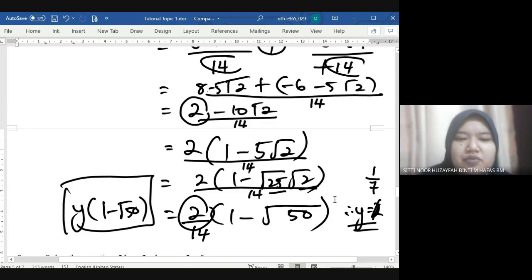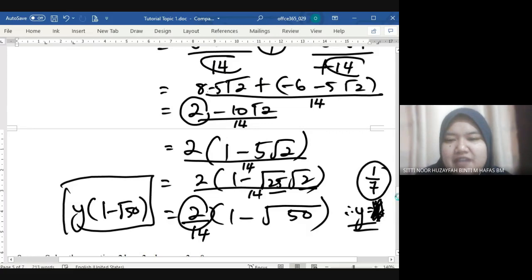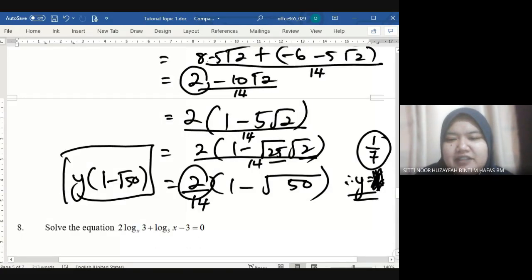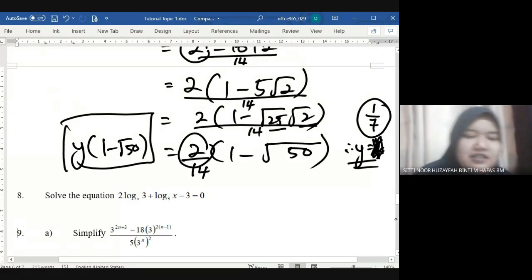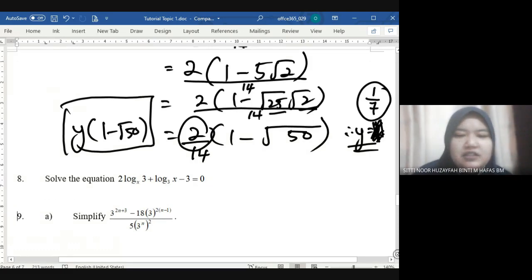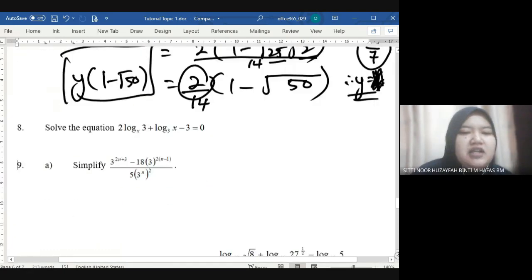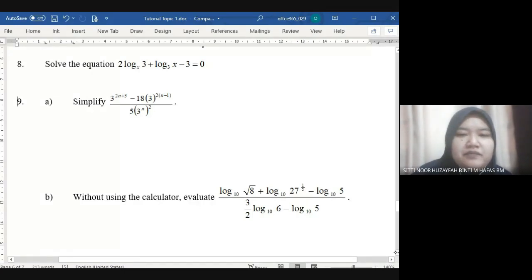Okay, so we have some mistake here. So y is not equal to 2 but 1 over 7. Okay, good job. So for question number 8, we can skip because it's just the same as the previous question. Question number 9, this is only simplify. Sepatutnya soalan ni simple lah sebenarnya. Simplify means that we can combine everything because everything here is base 3, right? Okay, let's see first how we can do this for question number 9A.